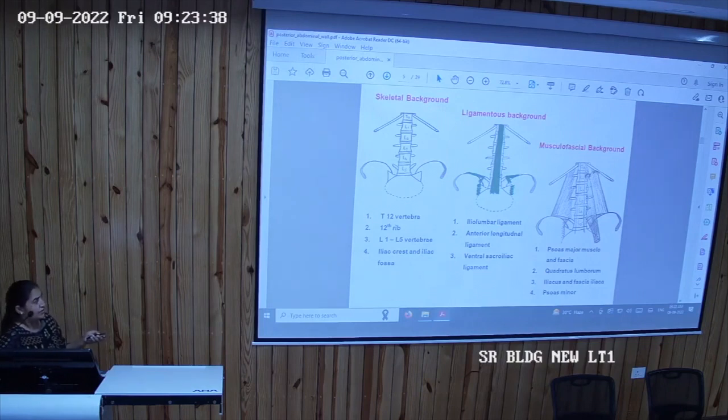Then you have the iliolumbar ligament. The iliolumbar ligament is extending from the ilium to the lumbar vertebrae. So this is the iliolumbar ligament, this one. And you have the sacroiliac ligament, that means extending from the sacrum to the iliac crest. So this region was already told to you in the hip bone. So can anyone tell me what is the attachment of the sacroiliac ligament in the hip bone?